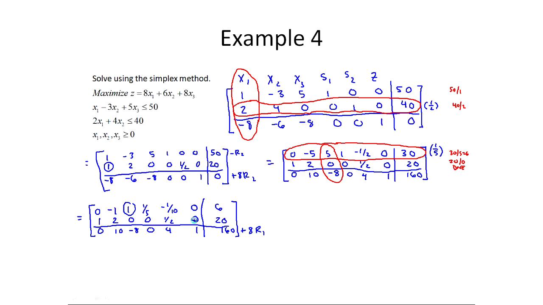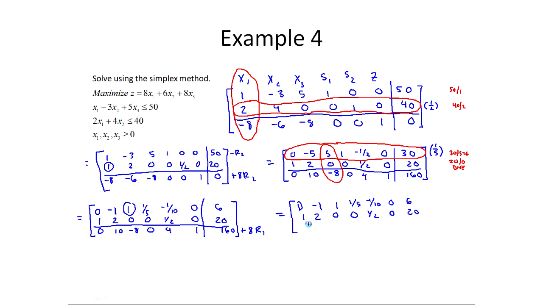Your goal is to make this a unit column. That means I got to do a lot of copying down, though, first, because I'm not doing anything to the first 2 rows. So I got 0, minus 1, 1, 1/5, 1/10, minus 1/10, 0, 6, and then 1, 2, 0, 0, 1/2, 0, 20. And then, okay, let's do this row operation.